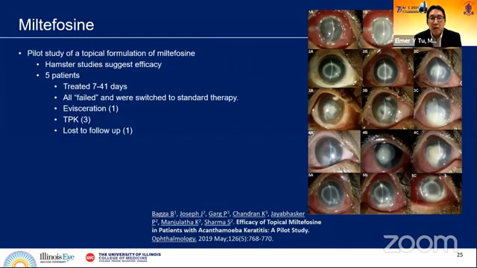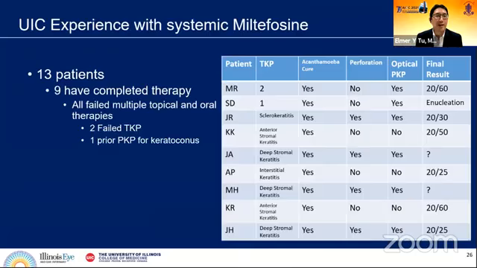Bhupesh Bhaga at LV Prasad took that concentration and treated 5 patients. He felt that all of the patients failed primarily because they had an increase in the amount of inflammation. 1 patient ended up with an evisceration, 3 with therapeutic keratoplasty, and 1 was eventually lost to follow-up. You can describe that as a cure if you want.